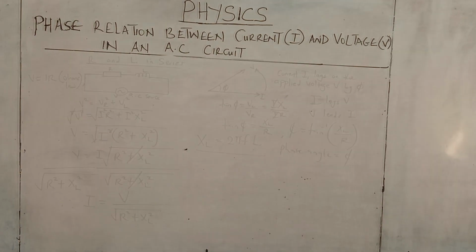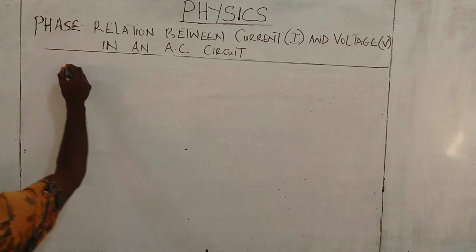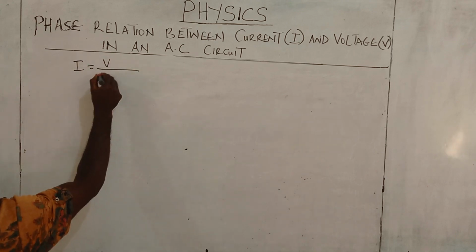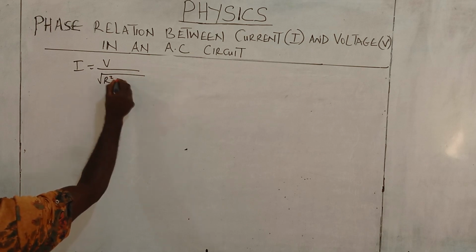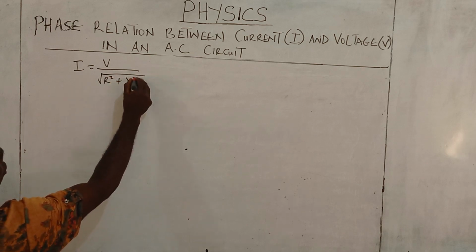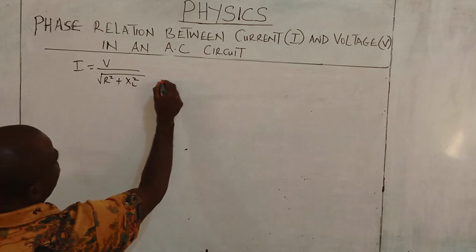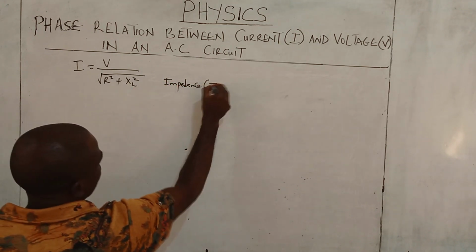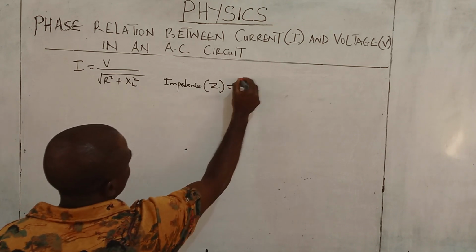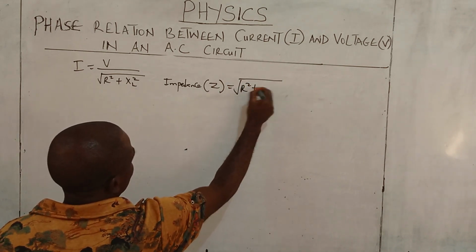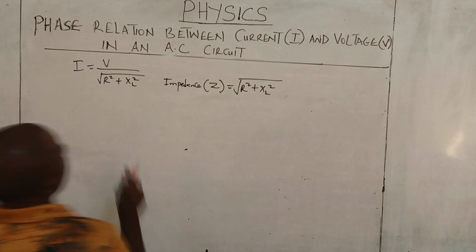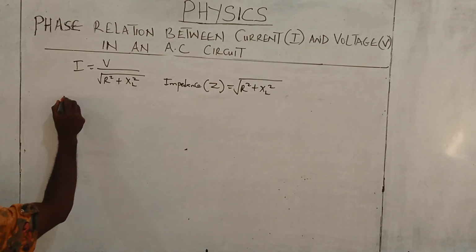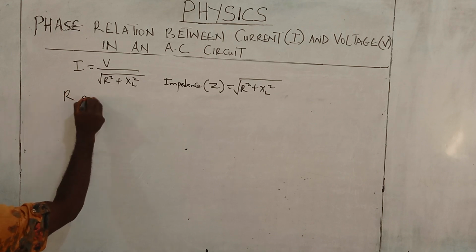Take note of the last expression for the inductor: I equals V over the square root of R squared plus XL squared. We use Z to represent impedance, which equals the square root of R squared plus XL squared, involving only a resistor and an inductor. Now let's look at R and C.